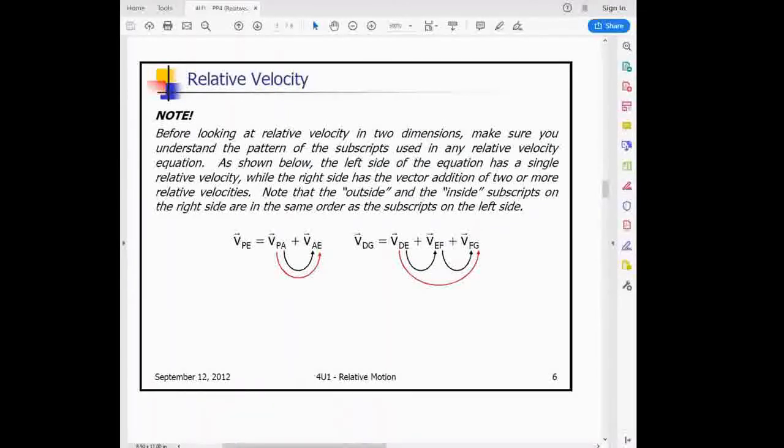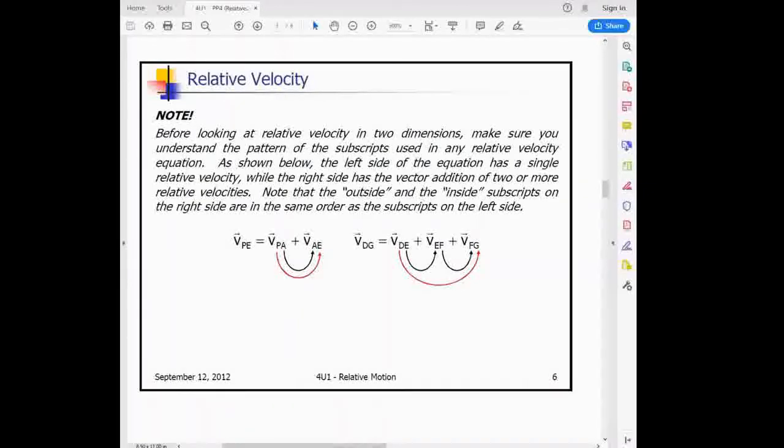So in this example, if you look at this picture here, we have V_PE equals V_PA plus V_AE. The A is on the inside, and when we add V_PA plus V_AE, what essentially happens is that A gets covered by the calculation. So our V_PE is a sum of V_PA plus V_AE.